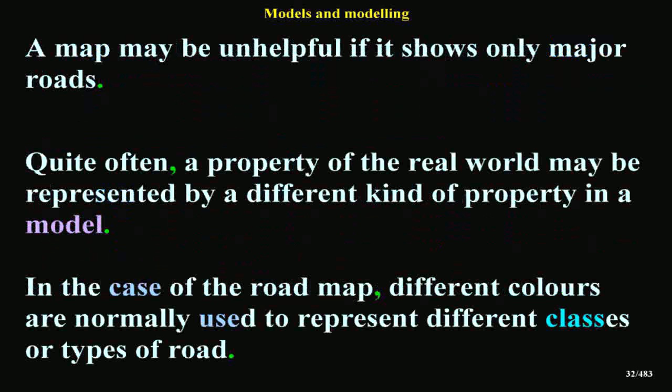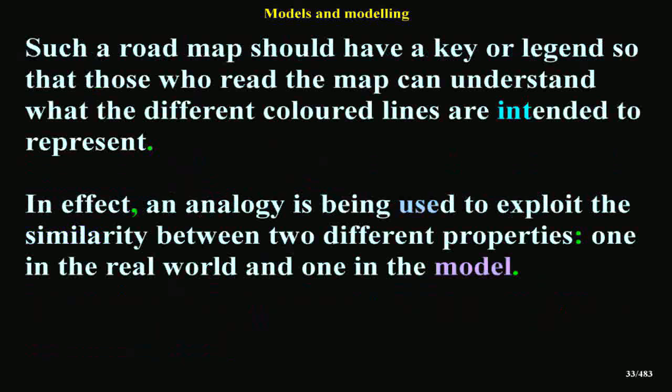Quite often, a property of the real world may be represented by a different kind of property in a model. In the case of the road map, different colors are normally used to represent different classes or types of road. Such a road map should have a key or legend so that those who read the map can understand what the different colored lines are intended to represent. In effect, an analogy is being used to exploit the similarity between 2 different properties: one in the real world and one in the model.